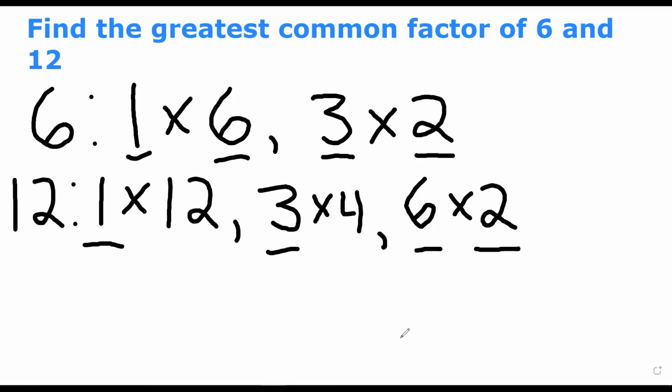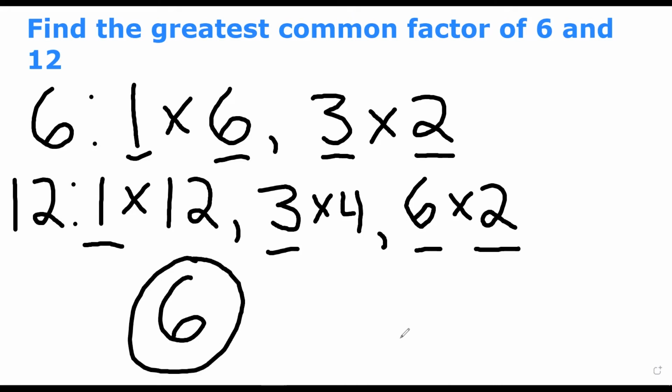However, since we are finding the greatest common factor, we need to find the largest number that both of these lists have in common. So, the largest number that both of these lists have in common is 6. This means that 6 is the greatest common factor of 6 and 12. This example shows us why it's important to include the number itself in the list of factor pairs.